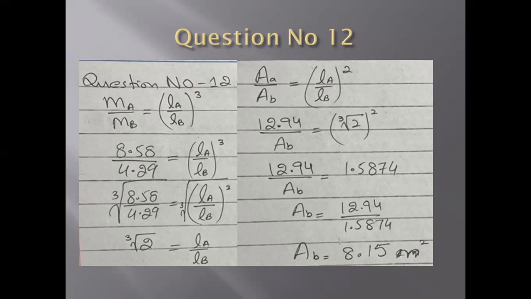So now you have 12.94 divided by the area of B equals 1.5874. When you take the cube root of 2 and then square the answer you get, you will get 1.5874. So the area of B will be 12.94 divided by 1.5874, which is 8.15 meters square. So this is how you do question number 12.